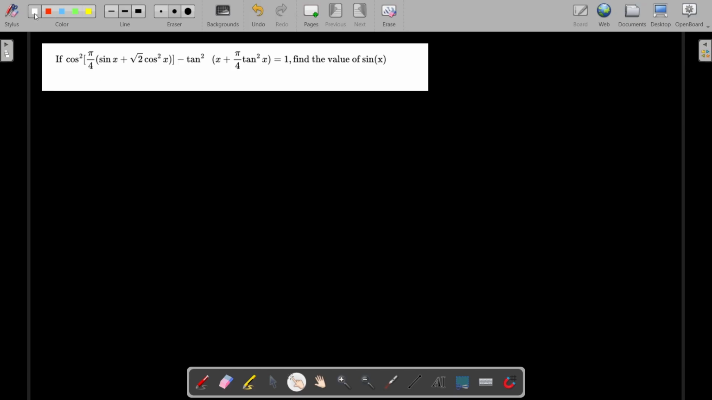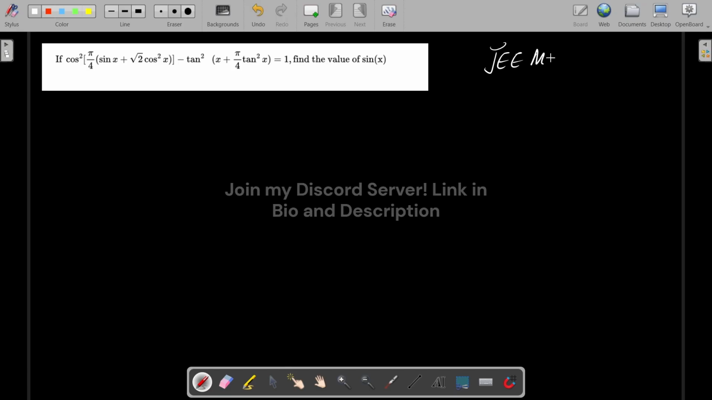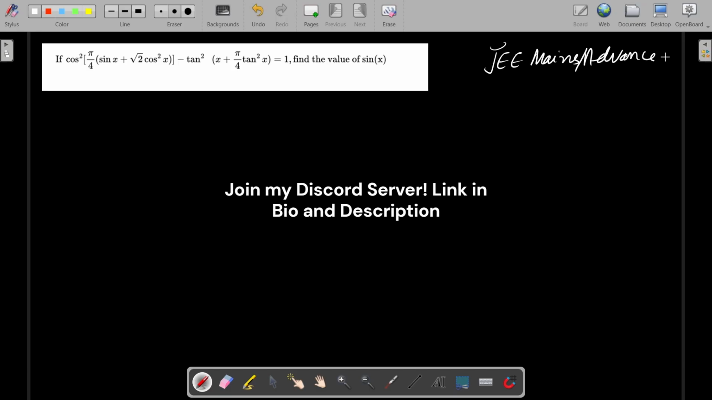Now, mind you, this is a JEE level question. I'm not sure if it is JEE Mains or Advanced, but it can come in both of them. It's a very good question, but it's a simple one. I'm telling you, we will not be using any trigonometric addition or subtraction formulas. It's just basic 10th grade. Well, we will be using a 10th grade identity.